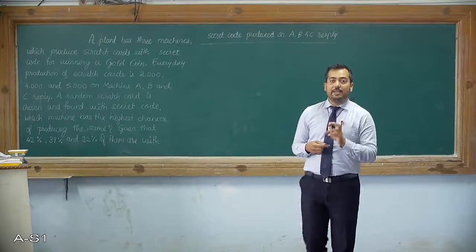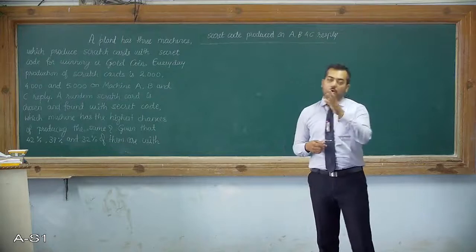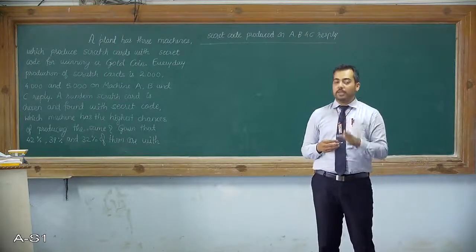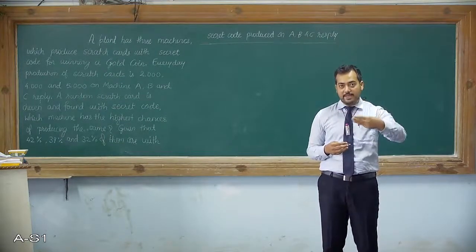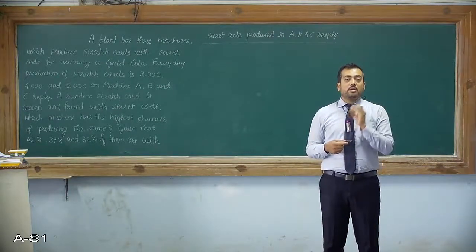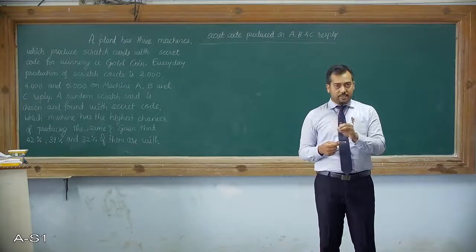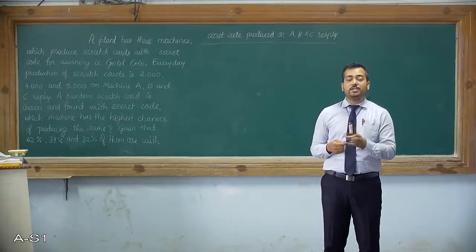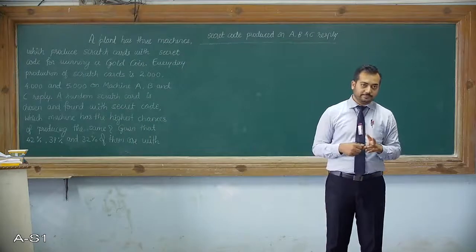So here we will be applying Bayes theorem, but we will be applying it for every machine. So we have to calculate 3 probability values and then compare them, and the highest one we can say, there are the highest chances that this particular scratch card is produced on this particular machine.